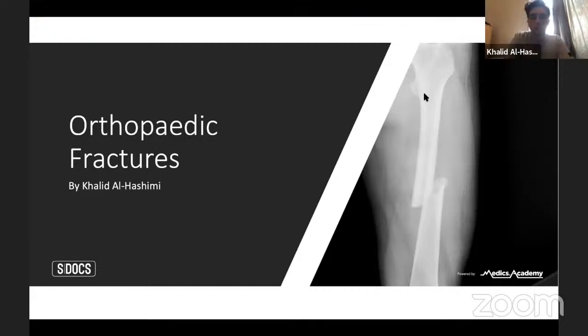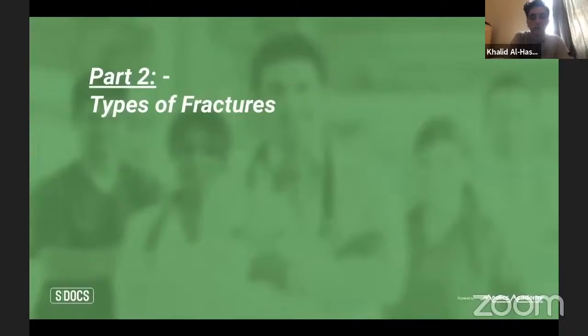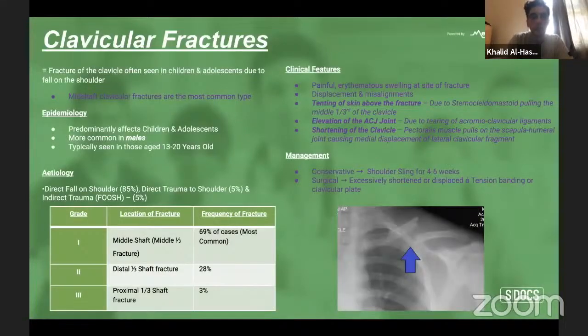Right, so part 2 of my mini web series will be focusing on specific types of eponymous fractures that are important to know at an undergraduate level for your exams. So part 2, types of fractures. We're going to start off with clavicular fractures.